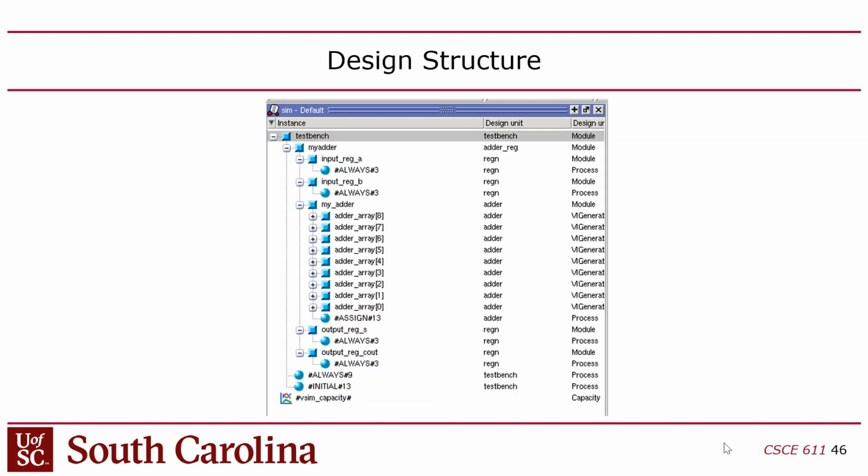Okay. And then this is the design structure. This is what I was talking about with the design hierarchy. So this is pretty cool. In this case, testbench is my top level module. And inside testbench, I have something called my adder, which is obviously the design under test that I'm testing. But then inside of my adder, I have three registers. I have input register A, input register B, and output register S, which is the sum. So I have registers holding the two inputs and a register holding the output. And then I have my adder, and inside my adder, I generated, in this case, 9-bit adders. So I created a 9-bit adder, and inside that adder, I created 9 single-bit full adders, right? So that's what's going on here.